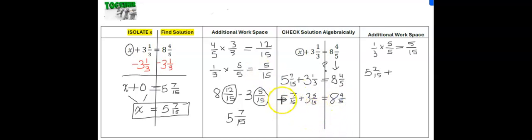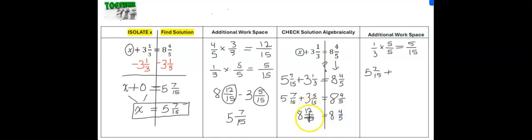I'm not done. So I'm going to add first my fractions together. 7 plus 5 is 12, 15ths. And 5 plus 3 is 8. Okay, I've got the 8 to match, but I'm not sure about that 12/15. It doesn't look like 4/5.